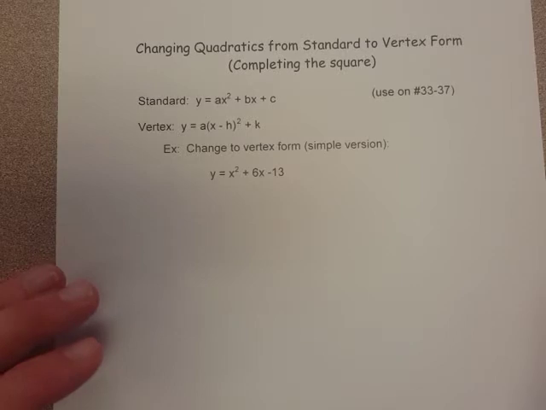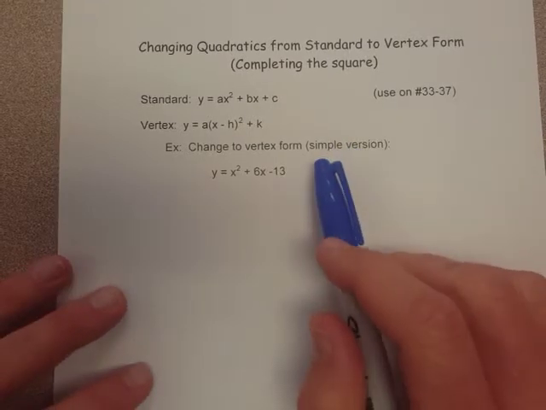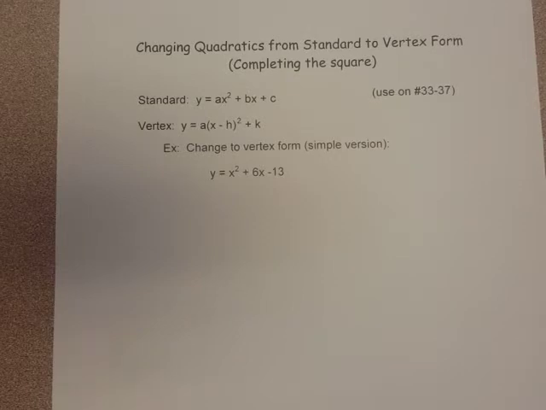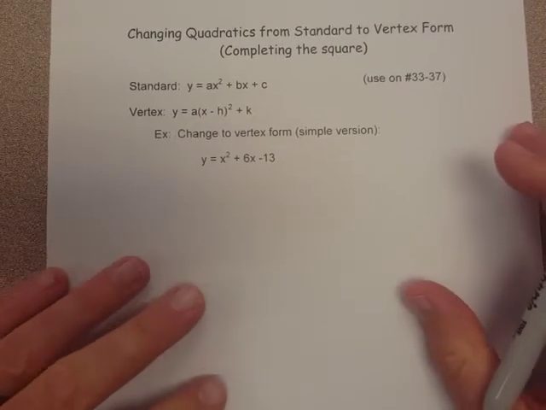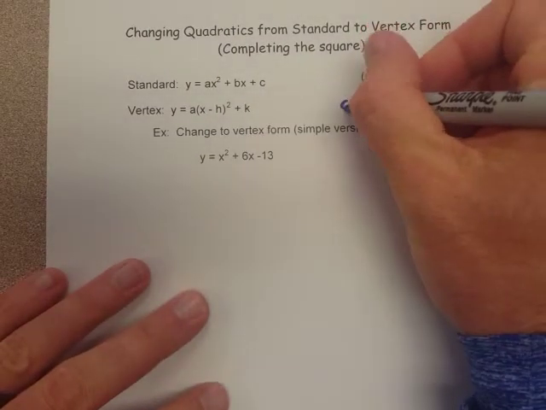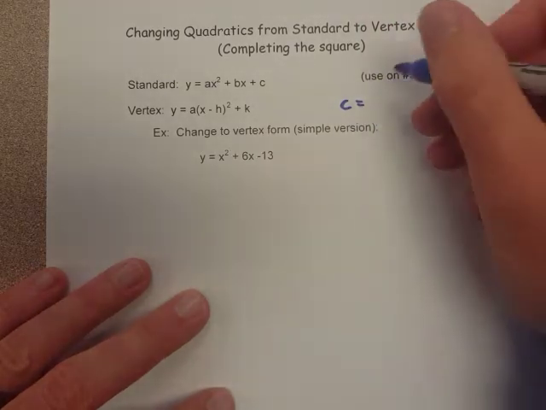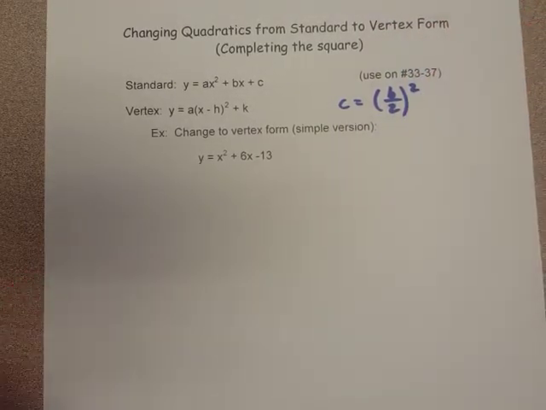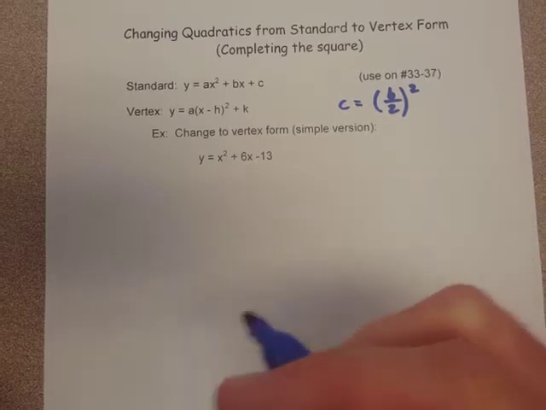This is the first example. This one is the simpler version of completing the square. Then we'll go on to do one that's a little bit more complex. So one thing I want to remind you of is that with completing the square, there's a little formula that we use when we find the c term, and that is b over 2 squared. So we're going to use that again here and figure out how to complete the square, but we're not going to actually solve an equation here.